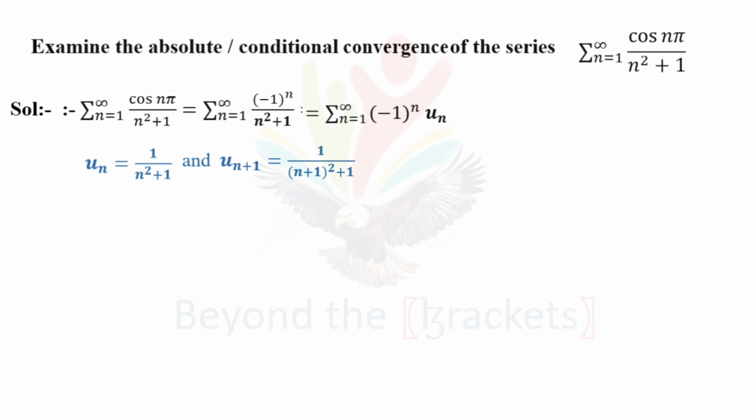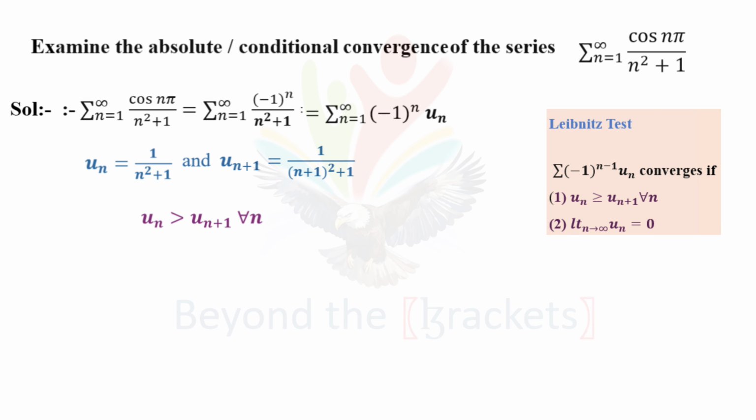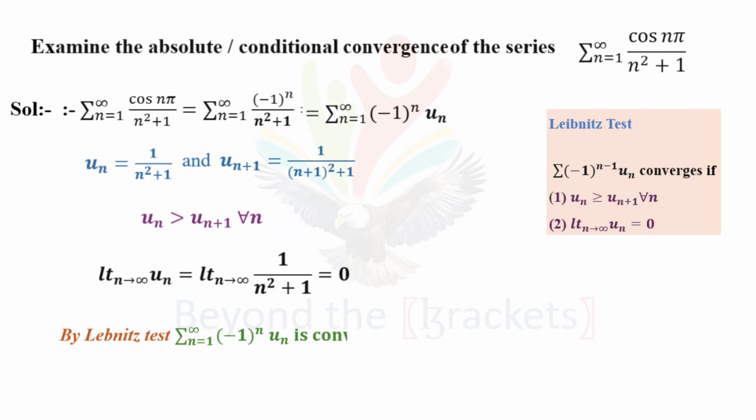Again, comparing both the terms, the numerators are same, whereas the denominator of un plus 1 is greater than the denominator of un. So, un will be greater than un plus 1. First condition of Leibniz test is satisfied. For the second condition, apply limit as n tends to infinity un, which will be equal to 0. Both the conditions are satisfied, hence we say that the given series is convergent.